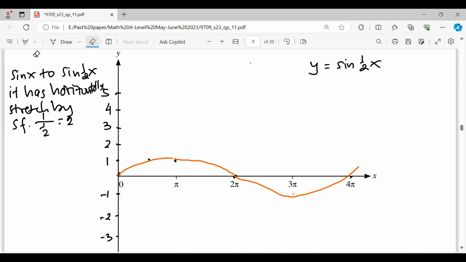And the next step is I will move to sketch the graph y equals 3 sine of x, from graph sine of x to 3 sine of x.